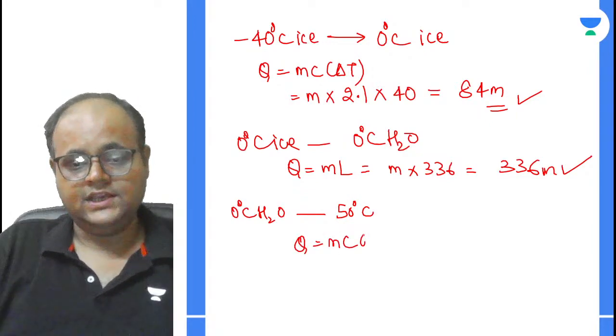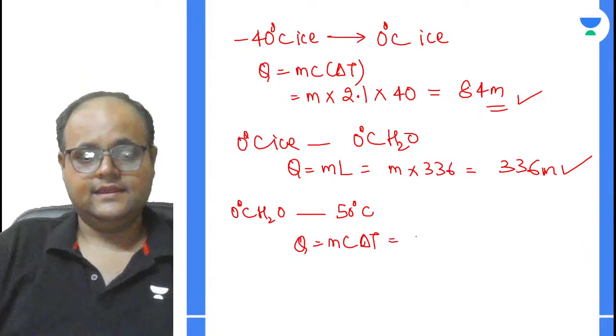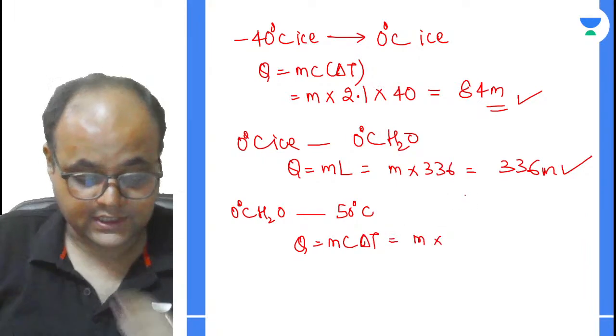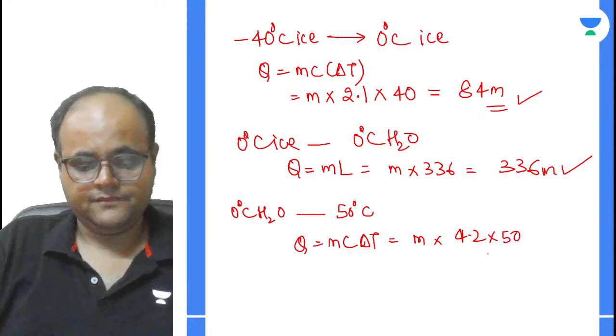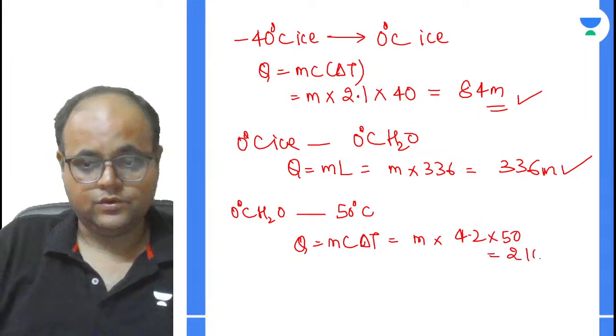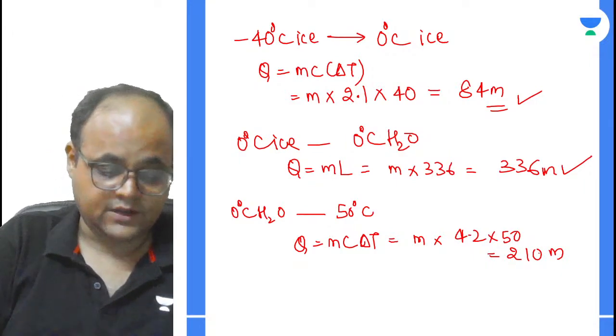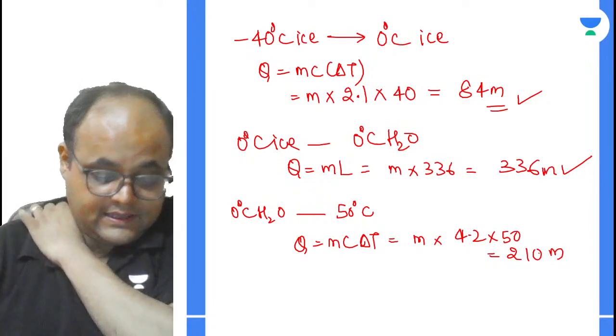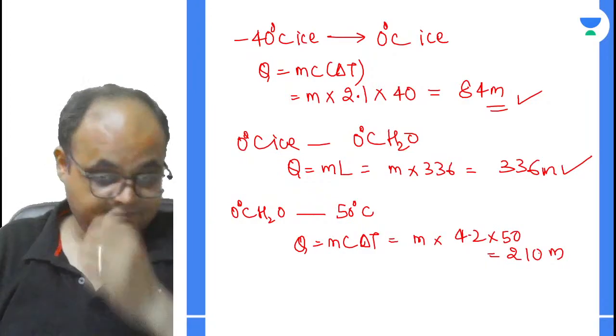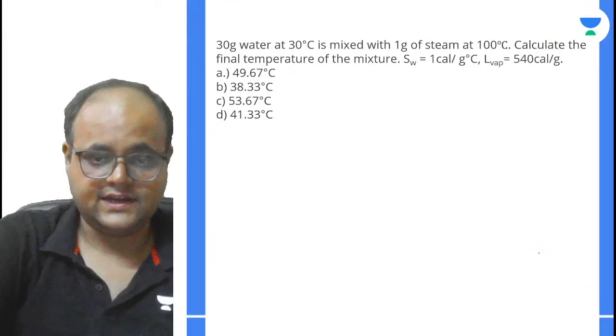mc डेल्टा t. m इनटू क्वेश्चन में आपको c कितना दिया हुआ है? इट्स 4.2. डेल्टा t इज 50. इसको सॉल्व करोगे तो यू विल गेट 210 m. इज इट क्लियर टू ऑल ऑफ यू? अभी द लॉजिक इज क्लियर? यस यस यस. मोहम्मद अशार, योर आंसर इज करेक्ट.